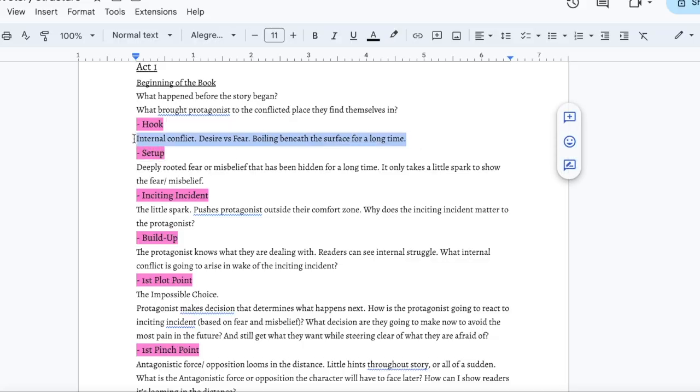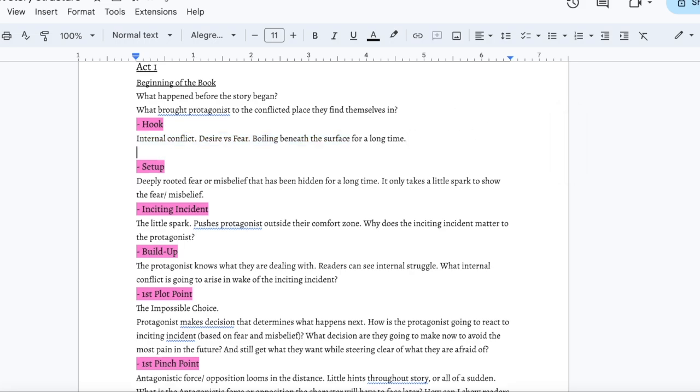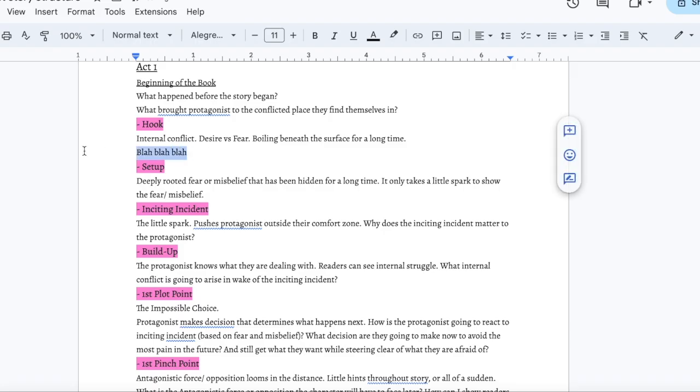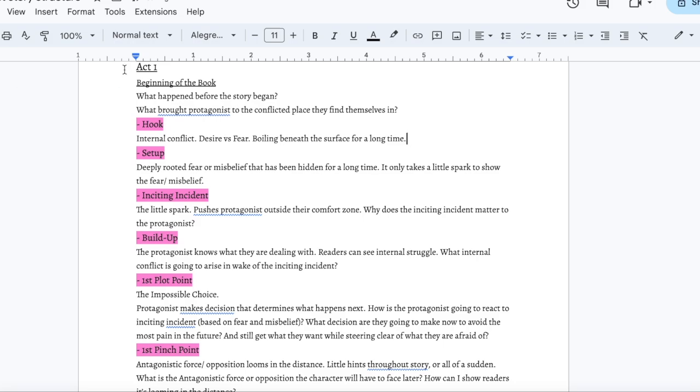So I'm not going to go over this in depth, but I will also link it as a template below that you can make a copy. And then, as I do, I make a copy from this original version, and then under each section I type whatever I want to happen. I insert that there. That goes to that. So under hook, the internal conflict, desire versus fear boiling beneath the surface for a long time, I usually type out the way that I will show the hook, the desire versus fear boiling beneath the surface for a long time in my specific story.